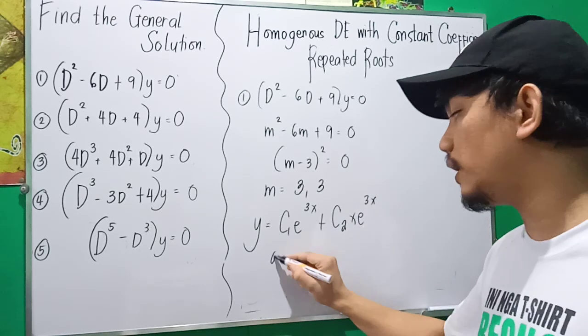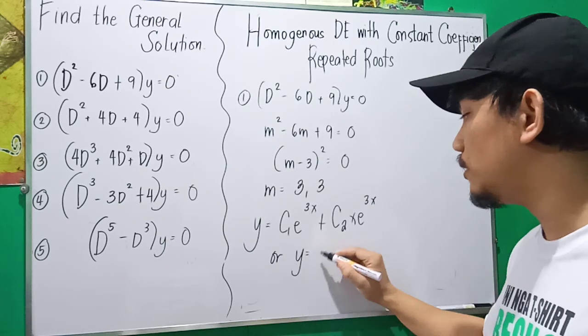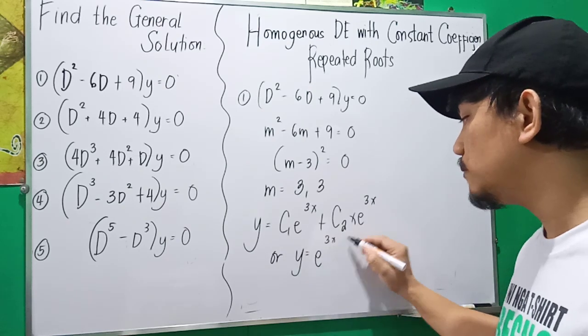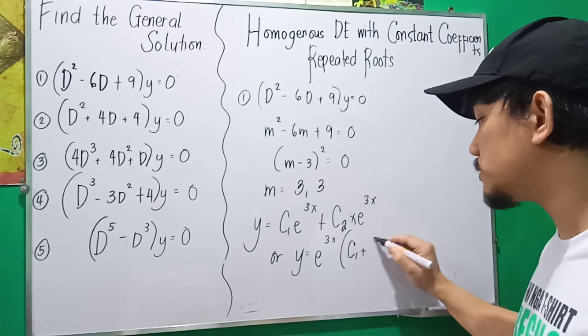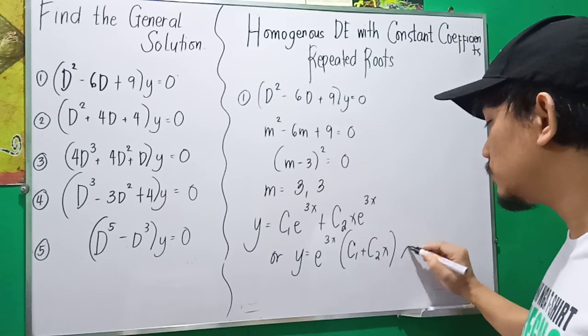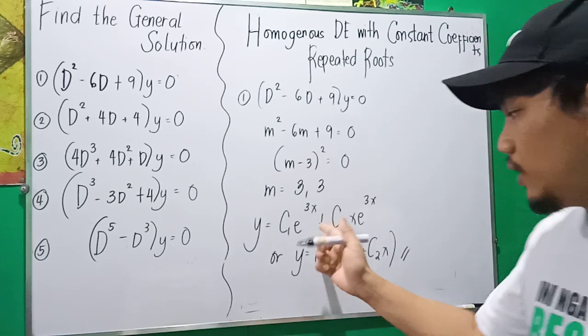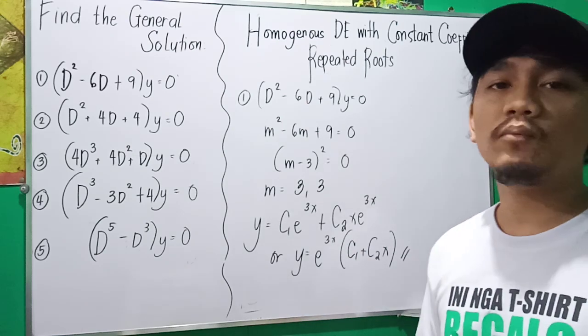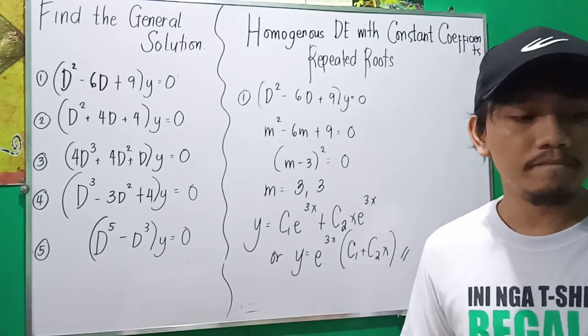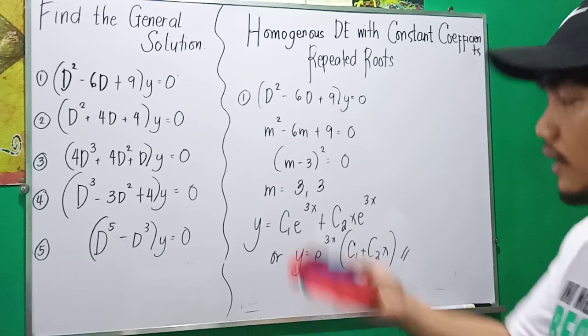Pero same pa rin na e raised to 3x. Or pwede mo siyang i-rewrite as y is equal to e raised to 3x multiplied by (c1 plus c2x). So, these two are the possible answers. Pwedeng ito, pwedeng ito. Wala namang problema, hindi naman sila magkaiba. Okay? Sa next item. Sobrang dali lang nito mga lodi.